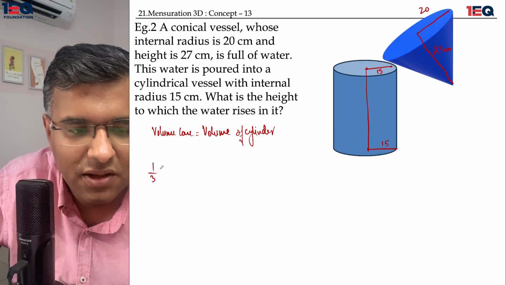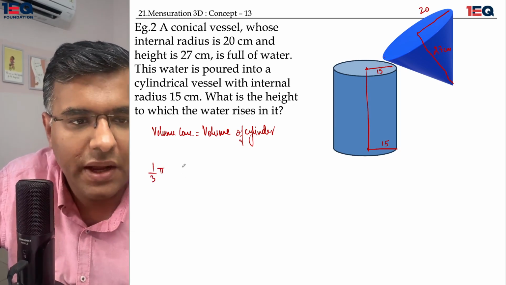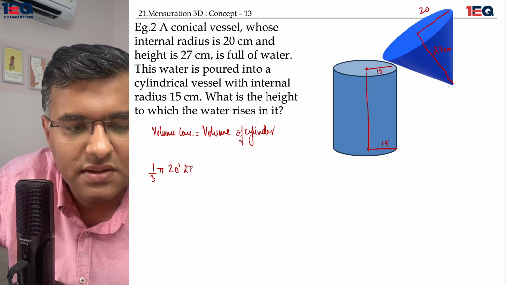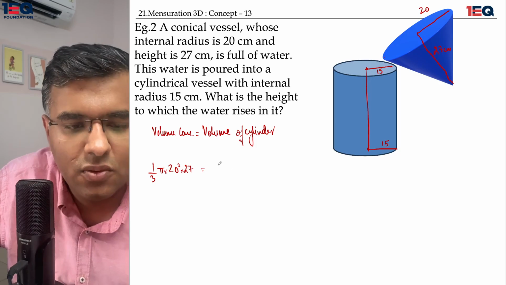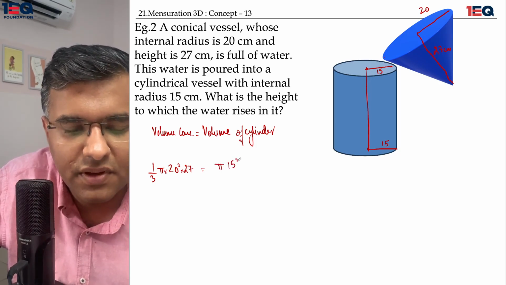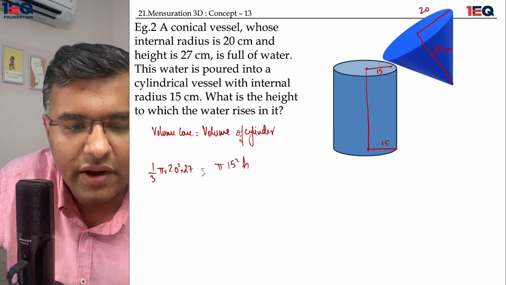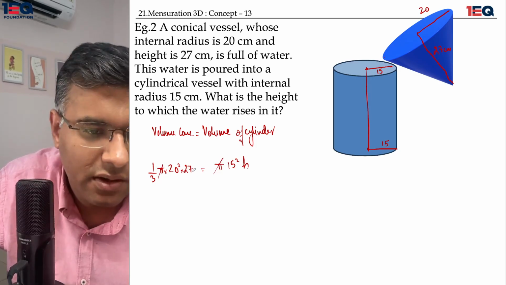1 by 3 pi. What is r square? R square is 20 square. What is h? H is 27. Okay, there is a multiplication sign in the middle. This would be equal to pi. What is r square? R square would be 15 square. And what is h? That we need to find out. Right? So the pi gets cancelled with pi. Now I have 15 square and 27.